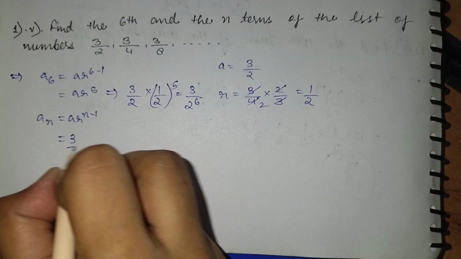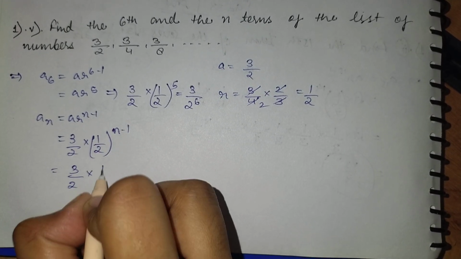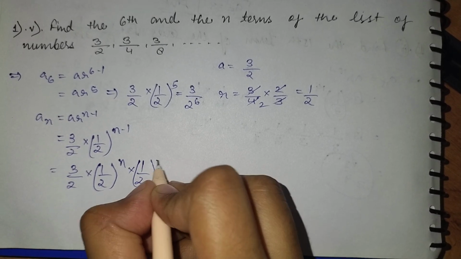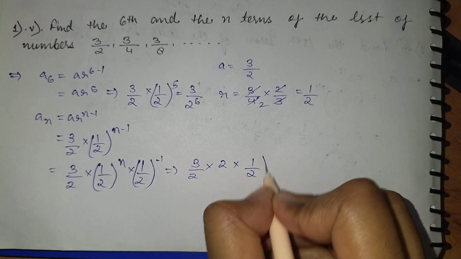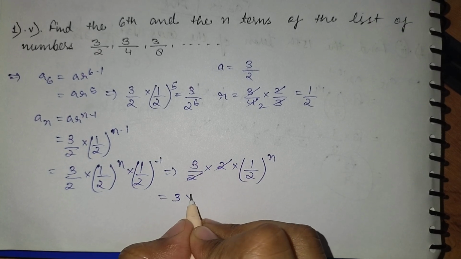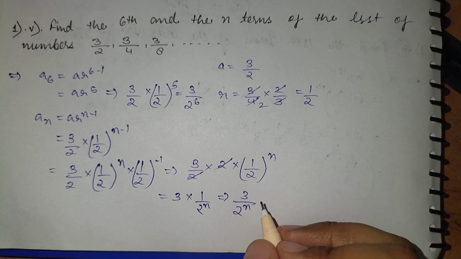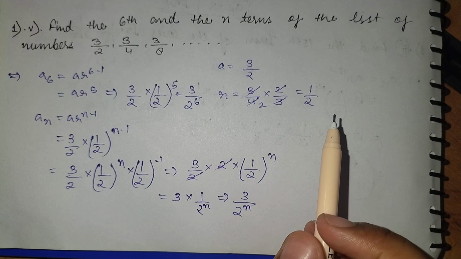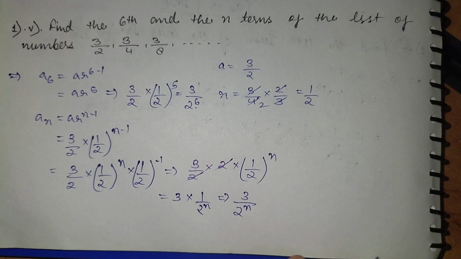This part we can write by putting value 3/2, (1/2)^(n-1). 3/2 multiplied by (1/2) whole power n multiplied by (1/2) whole power minus 1. So 3/2 into 2 multiplied by (1/2)^n. This will be cancelled out. We will get 3 into (1/2)^n, means (3/2)^n is the value of a nth term, and this is the value of a sixth term here. So hence (3/2)^6 is the answer of a sixth term. So this is the final solution of question number 1 fifth part.